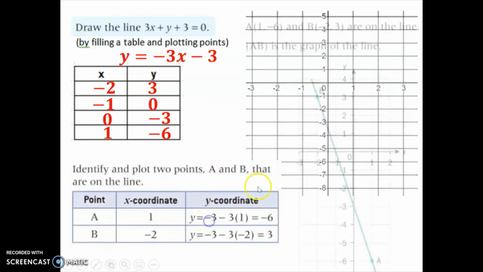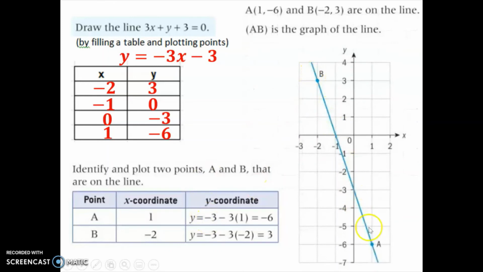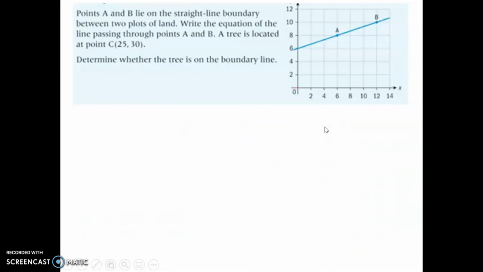So here are the points plotted, and here's what the line should look like. And again, it matches what we saw in our equation here with a y-intercept of negative 3 right here, and then a slope of negative 3 as well. It goes down 3 over 1, down 3 over 1. Everything looks good. All right, how about this one here?